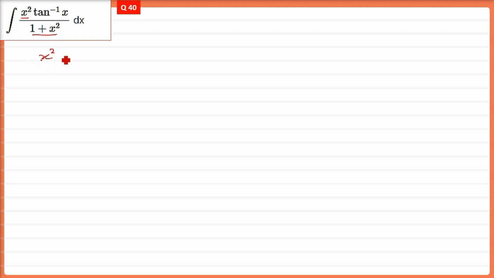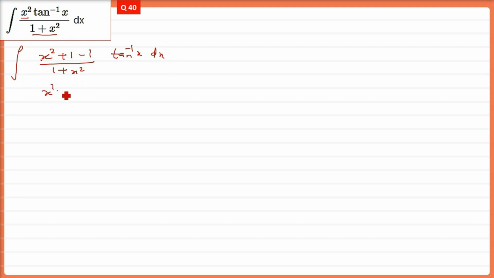Why? Because 1 plus x square is in the denominator. So let's write x square plus 1 minus 1 in the numerator, and the denominator is 1 plus x square. And tan inverse x, you can write it separately. And you have a dx here. So integration of this. Let me resolve it first.